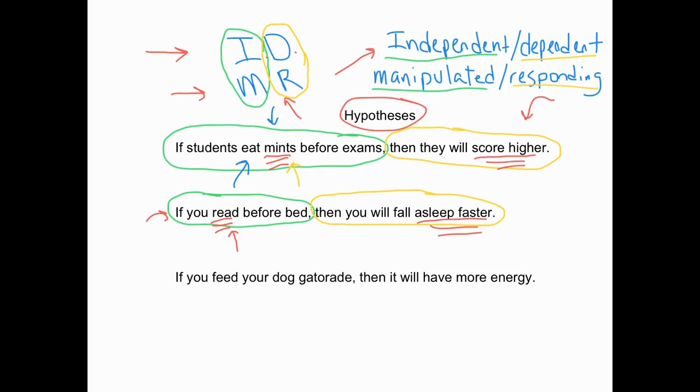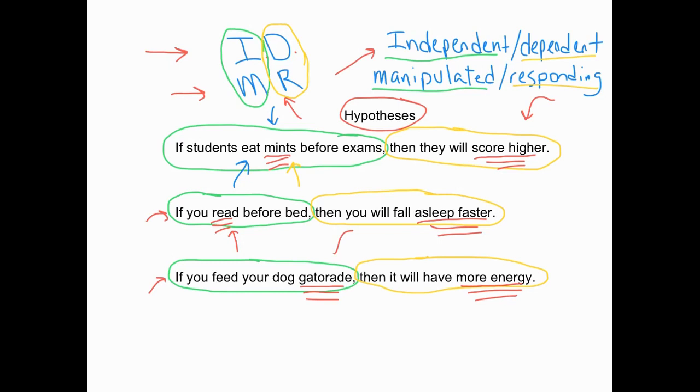All right, last one. If you feed your dog Gatorade, then it will have more energy. All right, first thing, tell me where is the independent or manipulated variable in the first part of that sentence? What are we testing? You are right. We are testing Gatorade. Now, what is the dependent or responding variable that's going to be in the second part of that hypothesis? Let's see if you can tell me. Once again, you're right. How much energy the dog has.